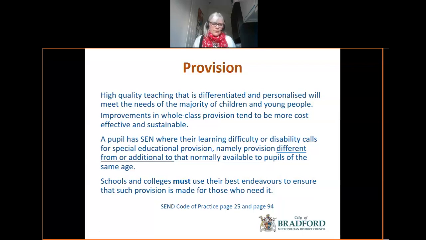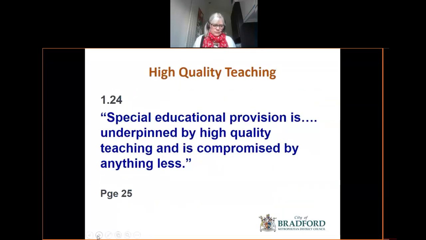This slide here just summarises the principles of high-quality teaching. So, what does this mean? It means that all teachers, and not just SENCOs, are responsible and accountable for the progress and development of pupils.